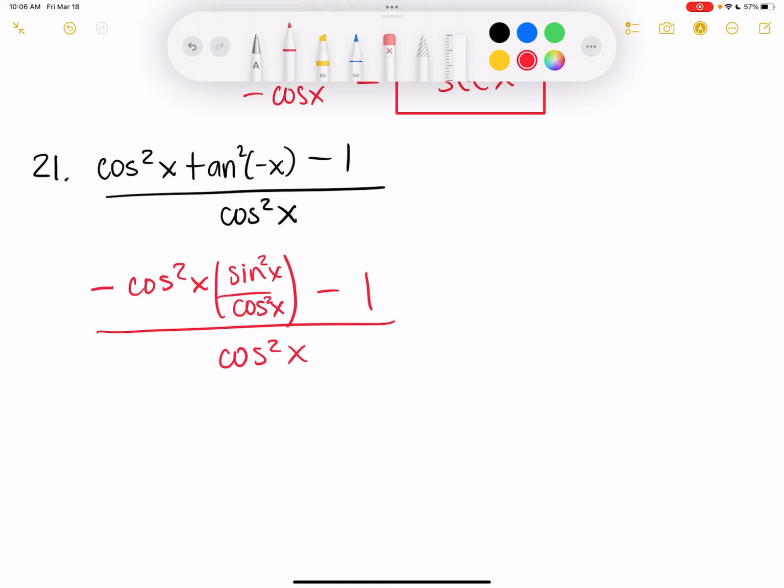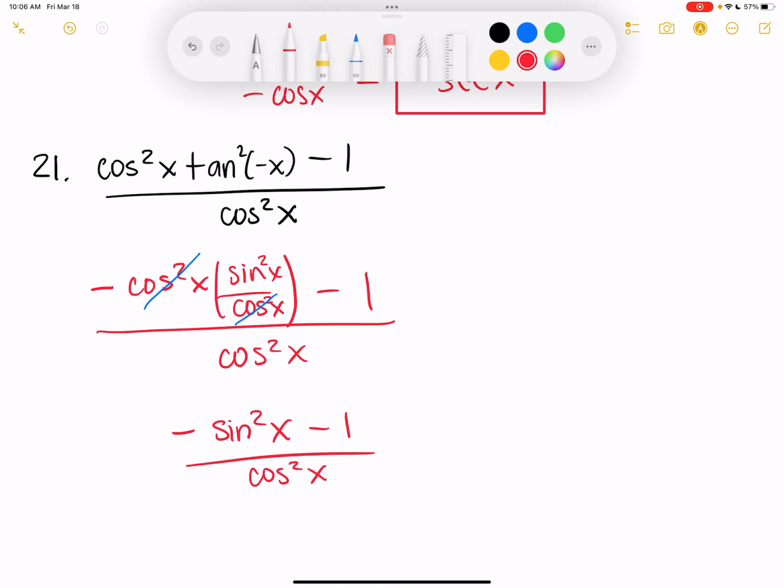Alright, so now what can I do? You can cancel out the cosine squared on the top. Can you cancel out the bottom one too? No, I cannot do anything with the one on the bottom. So now on top, I have minus sine squared of x, because the negative is still there. It didn't disappear. Minus 1 over cosine squared of x.